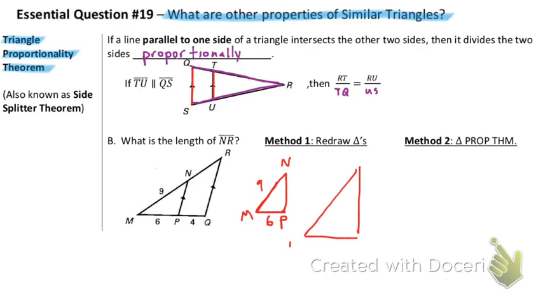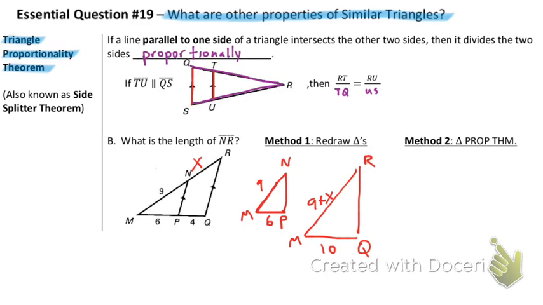And this one would be M to Q to R. Okay, and we would put M to Q, which would actually be 6 plus 4, which is 10. Our job in this example would be to try to figure out what is N to R. So our goal would be X. So M to R would be 9 plus X.